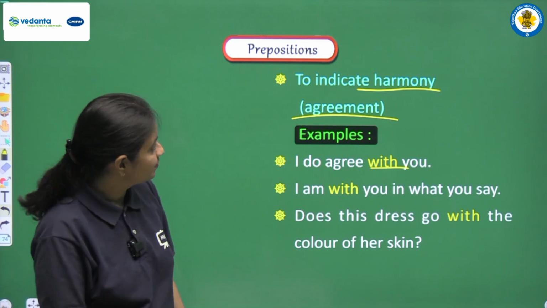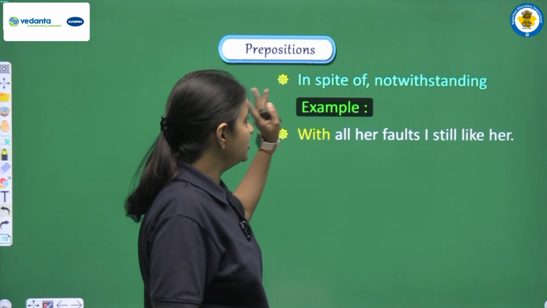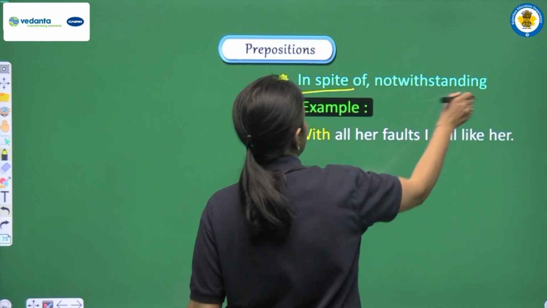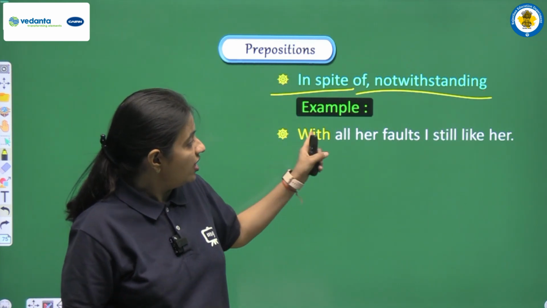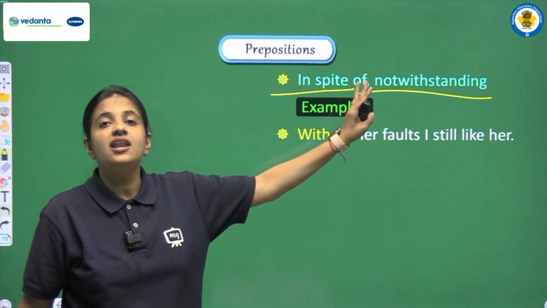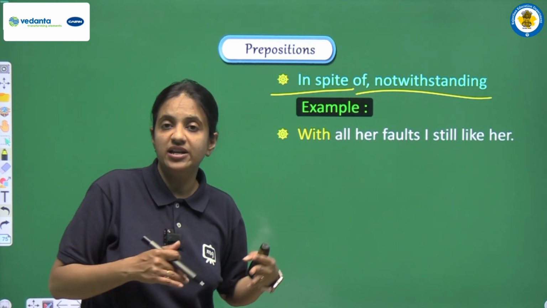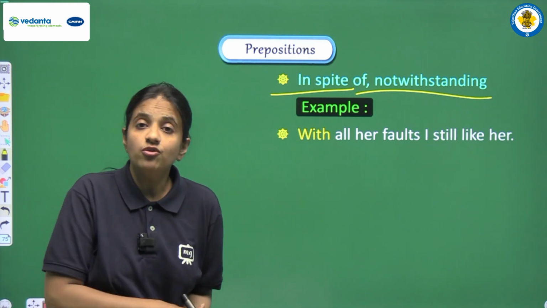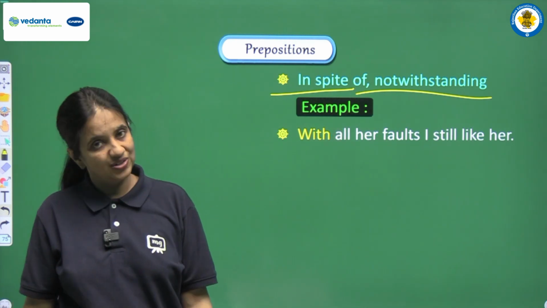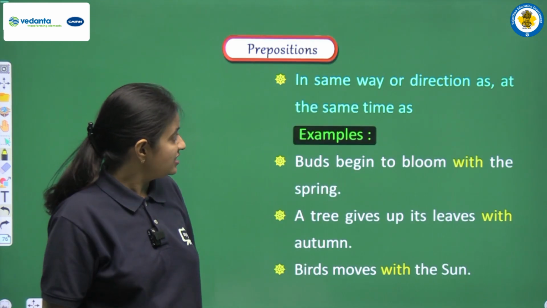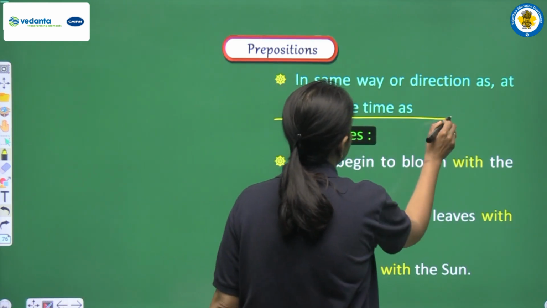All right. Next, it is used to show the meaning of in spite of, or we can say notwithstanding. Let's see the example. With all her faults, I still like her. So here we are saying that yes, she is having so many faults, but in spite of all her faults, still I like her. Okay.